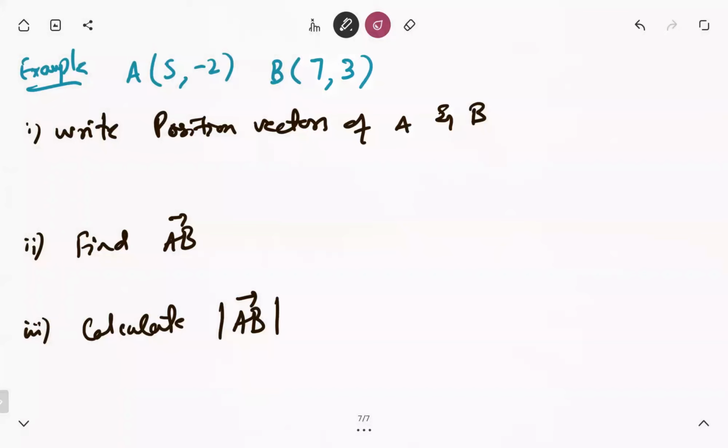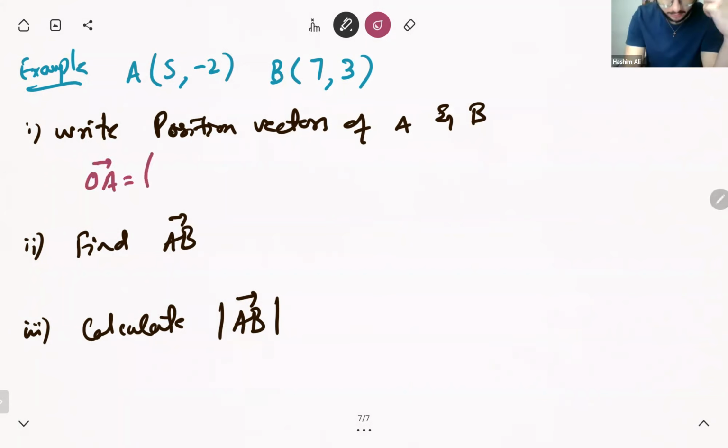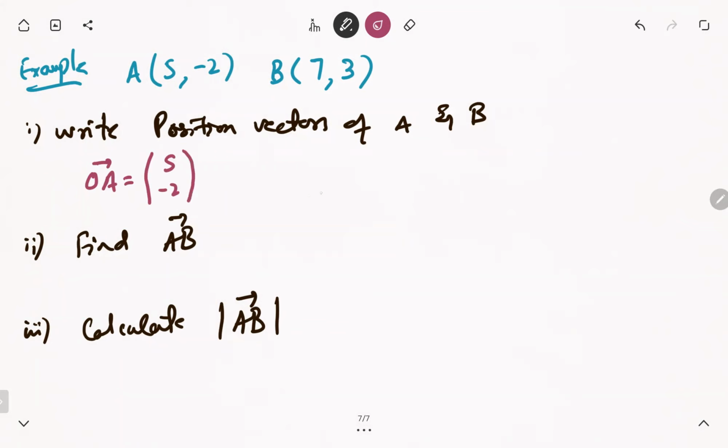If your coordinates are given, then you can tell the position vector as well. Yes, Hashim Ali. What is the position vector of A? OA. What is that? Sir, position vector of A is 5 and -2, and B is 7 and 3. Yes, you are right. It's the same thing, but only the writing style will be in the form of column vector because vector hai ye. And OB will be 7, 3. Good.